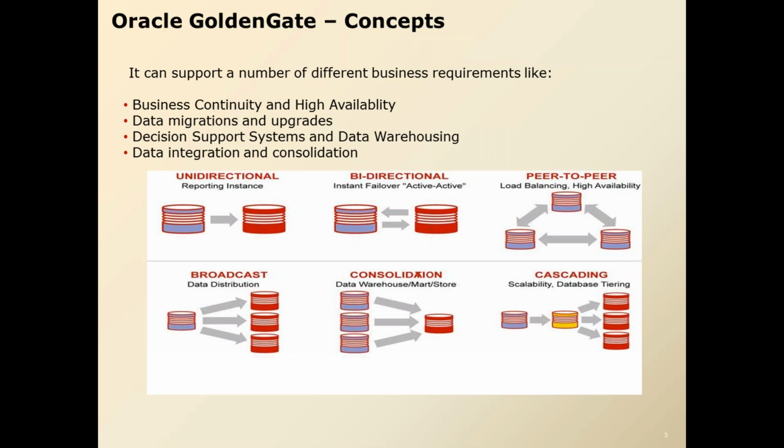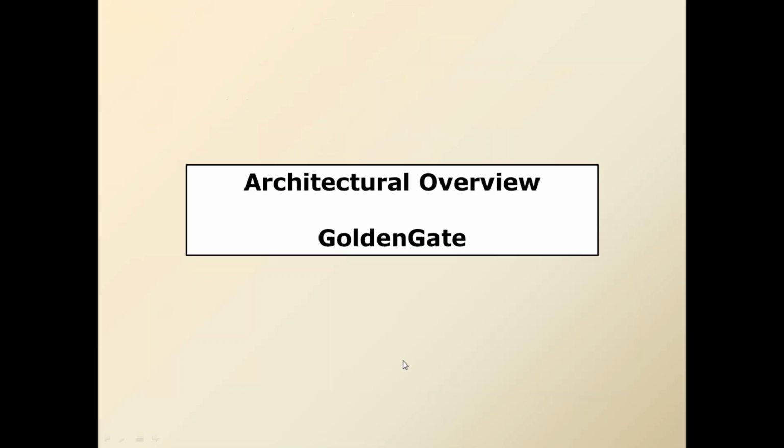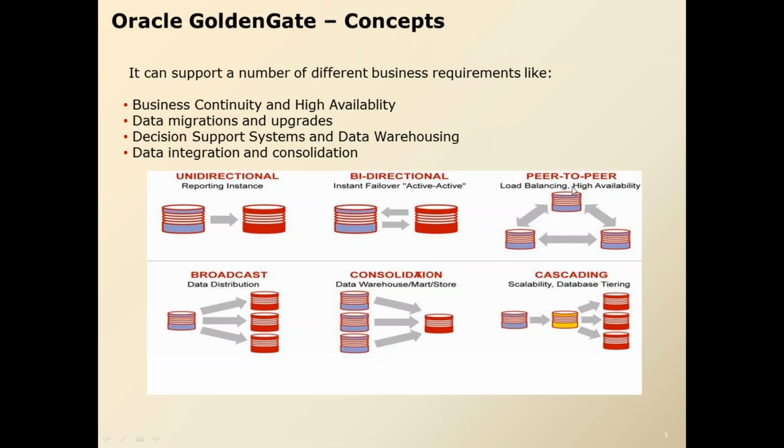Then you could use Goldengate for bidirectional replication. That is, your application can be connected to either side and replication will happen to the other side. Then you could use Goldengate for load balancing and high availability. That is, you have three servers A, B and C. Data is replicating from A to B, B to A, B to C, C to B, A to C, C to A.